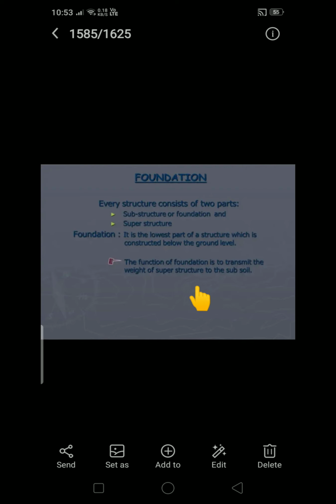Basically, our structure consists of a substructure and a superstructure. The superstructure mainly has slab, beam, and column. Whatever load is applied on the slab, the slab transfers to the beam, then the beam transfers to the column, and after the column the whole load is transferred to the foundation. Ultimately, the foundation is the last part of the structure, which transfers the whole load of the structure to the ground. This is the main function of the foundation.